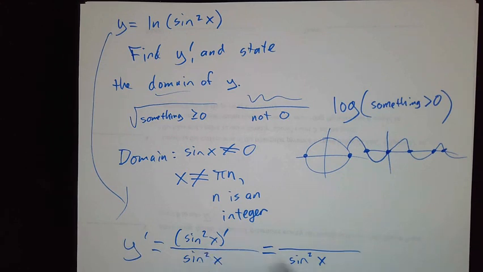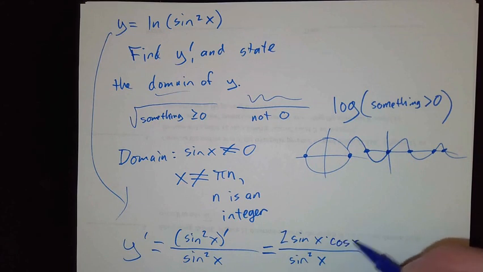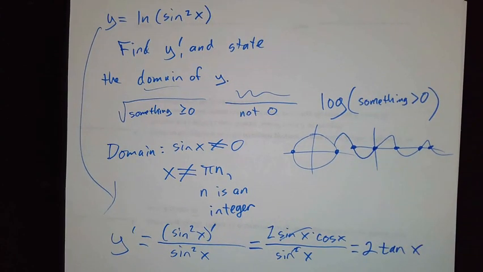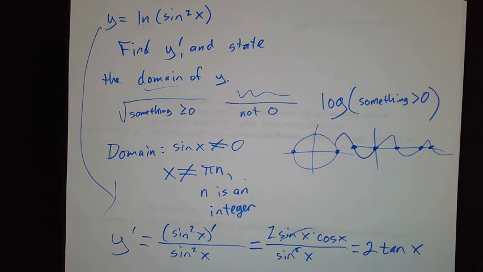The derivative of sine squared. Well, the derivative of something squared is 2 times the something times the derivative of the something, and the derivative of sine is cosine. And then look at that. One of those sines can cancel out. And so we have 2 times cosine over sine, and that is 2 times tangent. And so the derivative of the natural log of sine squared is 2 times tangent. And I already addressed the issue of the domain, so that is all I want to do with that problem. And I believe I'm going to peek. Yep, that's the only other problem I wanted to do as part of this lesson.